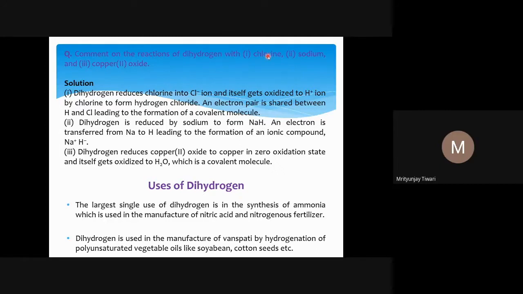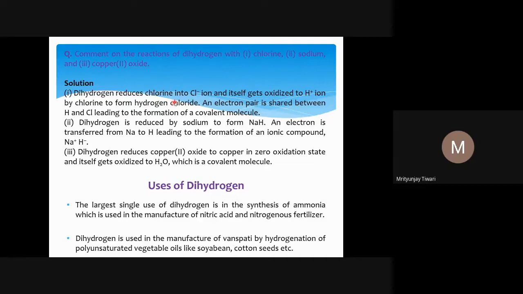So chlorine, what we know, chlorine is a non-metal, and when a non-metal reacts with hydrogen, as we have seen earlier in the redox reactions, chlorine is a highly electronegative element. It's a non-metal, so it will accept electrons, and hydrogen will be oxidized. So Cl minus will be formed and H plus will be formed. And H plus and Cl minus together are actually not an ionic compound. There is a covalent bond between them, but there is a high ionic character as well to this covalent bond. So HCl will be formed.